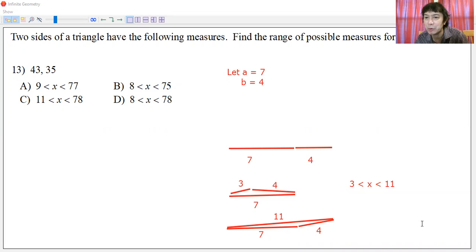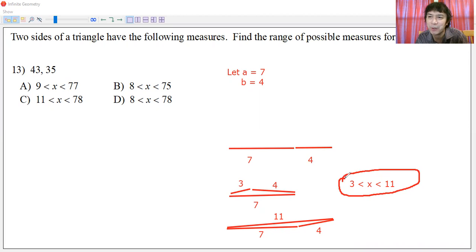So all you need to do is get the difference, that will be the lower limit, and get the sum of the given two sides, that will be the upper limit. So the answer for this type of question must be the sum and the difference. The difference will be the 3 and the sum will be the 11. So our answer here: the third side must be greater than 3 but less than 11. This is our answer.